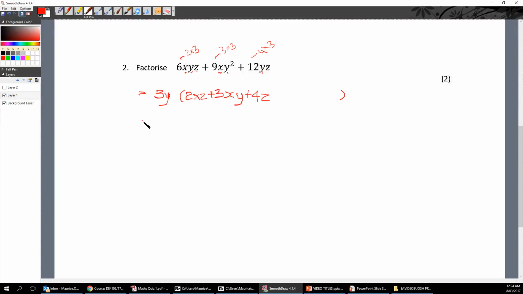And I'll just write that nice and tidily, well, as tidy as I can. So that's 3y brackets 2xz plus 3xy plus 4z. Okay. And that's the answer.